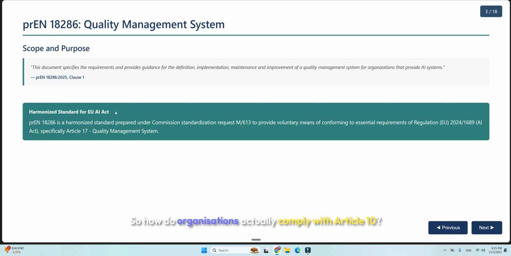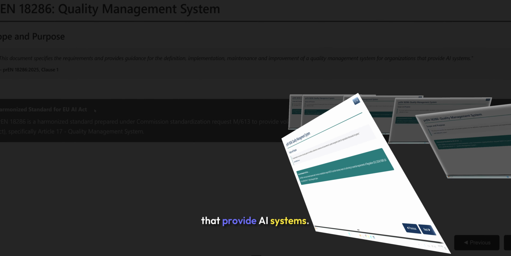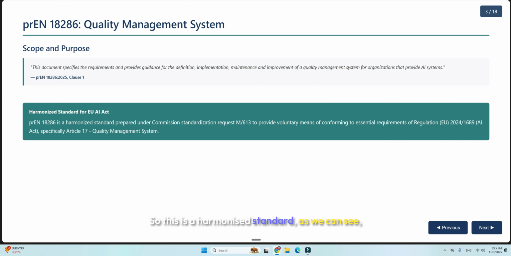So how do organizations actually comply with Article 10? This is where prEN essentially comes in. prEN 18286 specifies the requirements and provides guidance for the definition, implementation, maintenance, and improvement of a quality management system for organizations that provide AI systems. So this is a harmonized standard, meaning it's being prepared under a commission standardization request specifically to support the EU AI Act. The standardization request number is M/613.